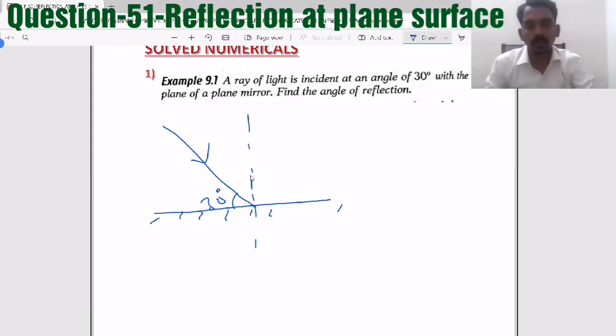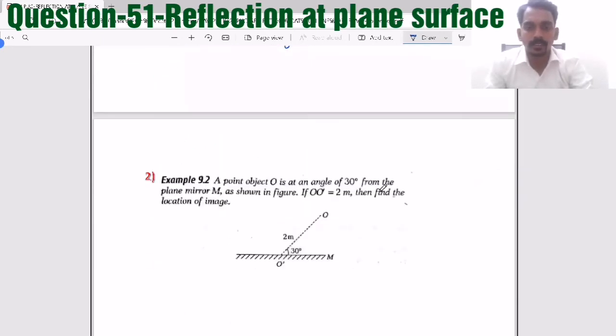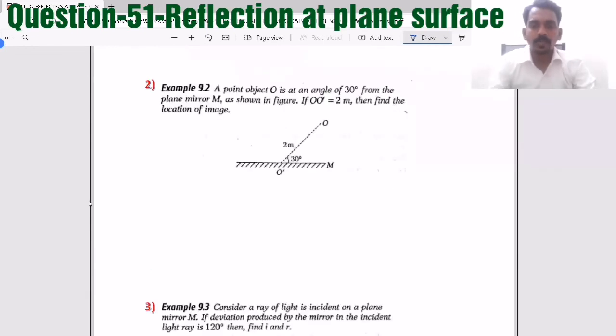With the plane of the mirror it is making 30 degrees. That means this will become the normal, then the angle of incidence will become 60. Then it will reflect at the same angle, 60 degrees. That means angle of reflection equals angle of incidence. How much in this situation? 60 degrees. Like that, simple. If you can draw the diagram and apply simple geometry, then you can solve the questions based on this. Now, similarly, one more such question.